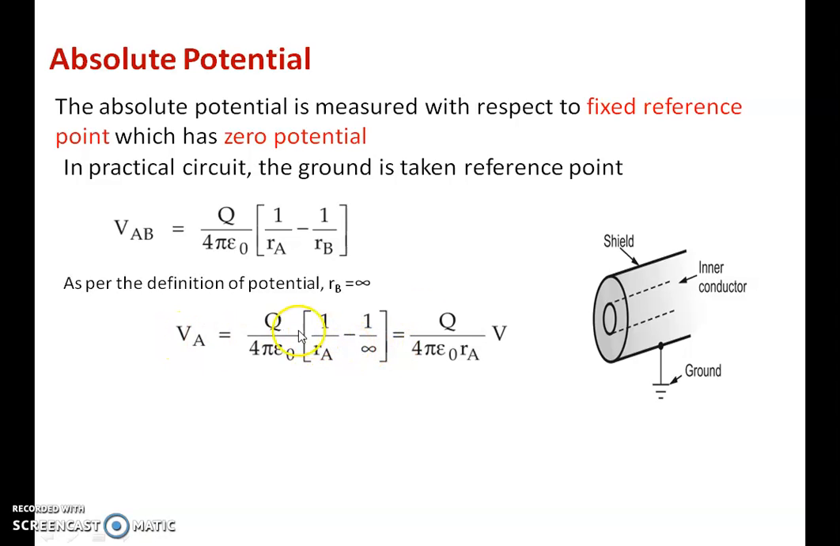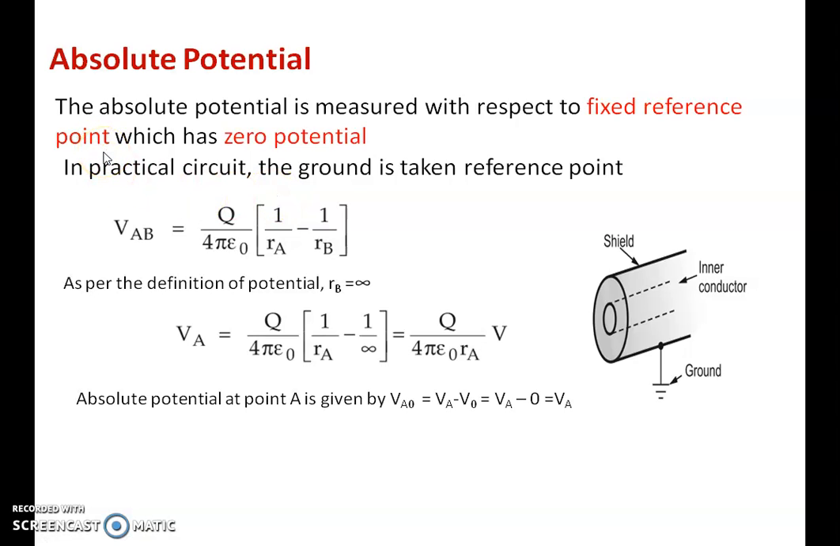So this is given by Q by 4 pi epsilon naught into RA volts. Now, according to the definition of absolute potential, which is measured with respect to a fixed reference point, if I want to measure the absolute potential at point A, then the absolute potential at point A can be given as the potential at A minus the potential at the reference point.